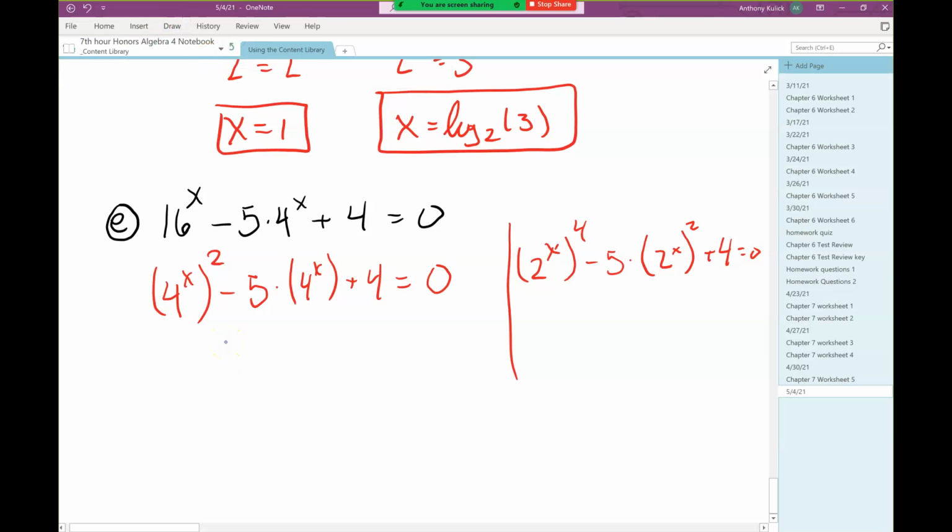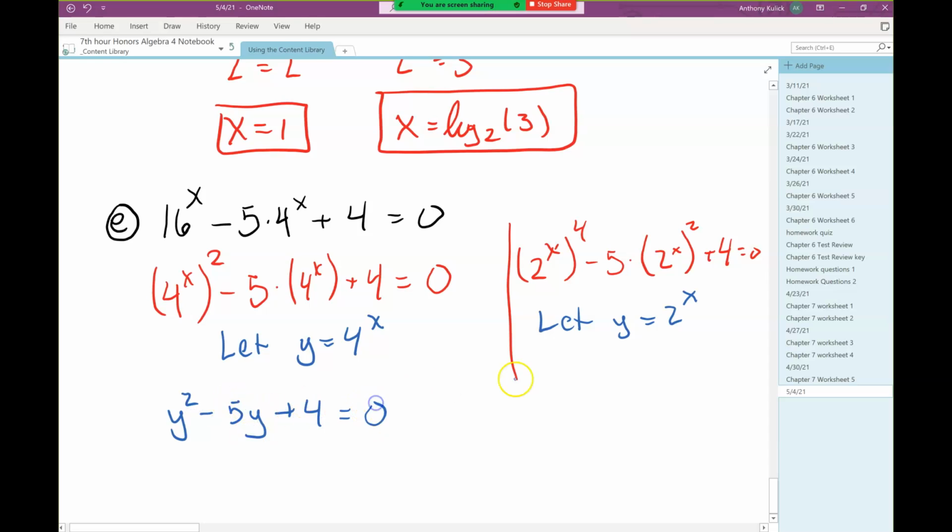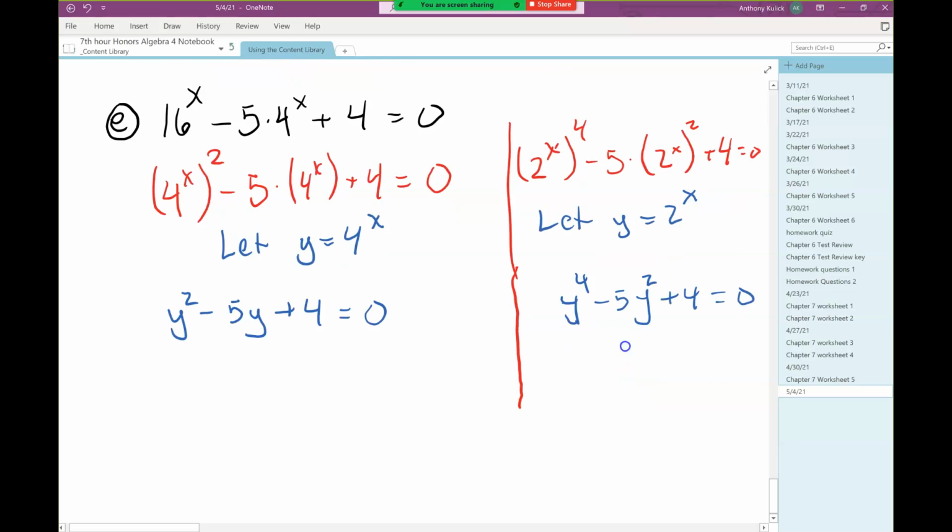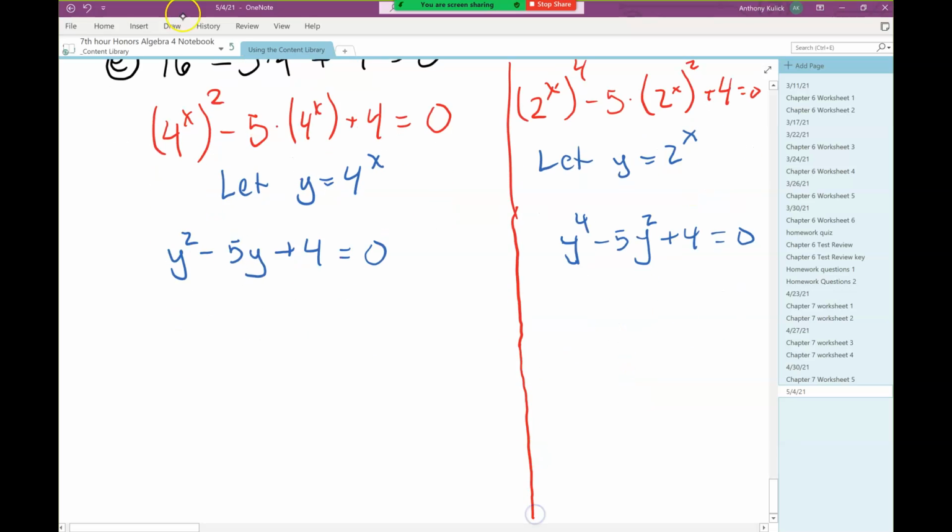So make a substitution. Is that how you guys would prefer doing it? Is it easier to see the factoring with the substitution? So far, so good.